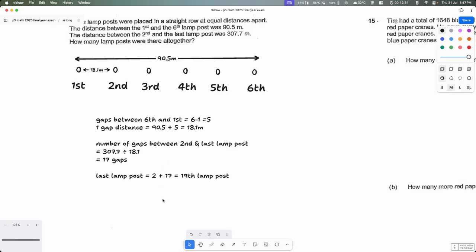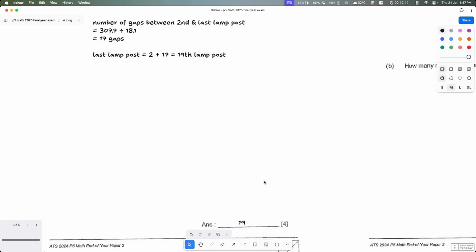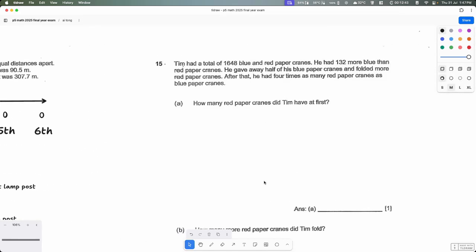So that means how many lampposts were there altogether? In this case, this will be 19. So that's the answer, 19. Okay, let's move on to the next question.